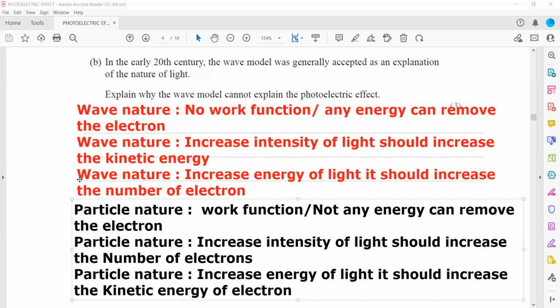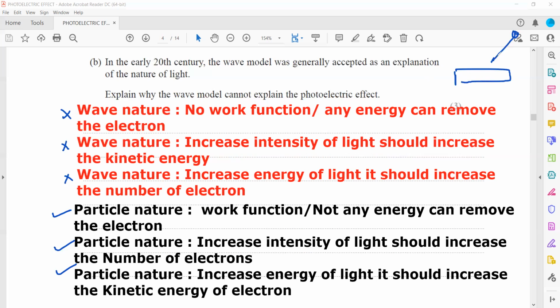So practically, when we compare the theory of the wave and particle nature with the practical results, we observe that all the observations proposed by particle nature are valid, but for wave nature the results are not valid, it does not happen. This is what we observe. That's why we say that light has a particle nature whenever we try to explain the photoelectric effect. So light in the form of photons falls on the metal and the electron will come out.